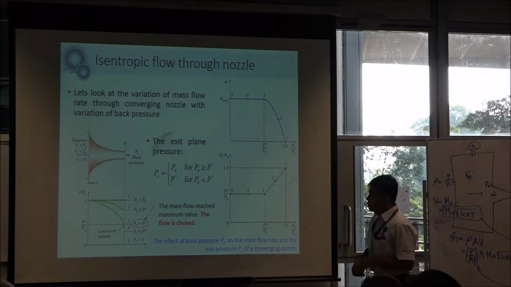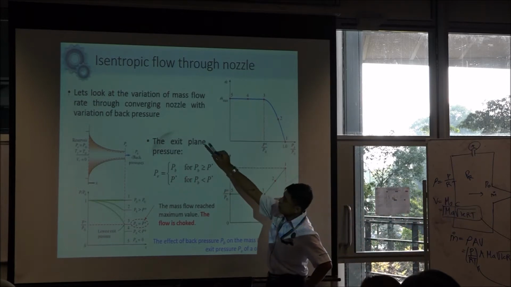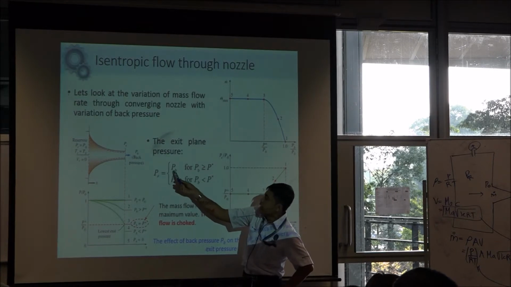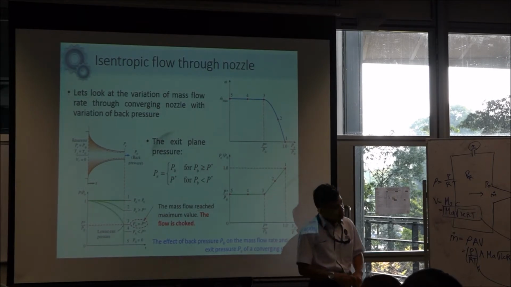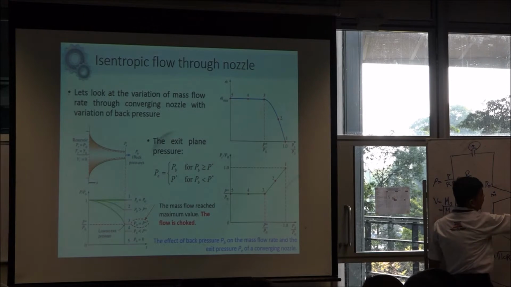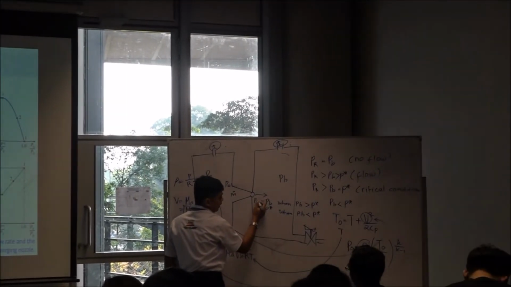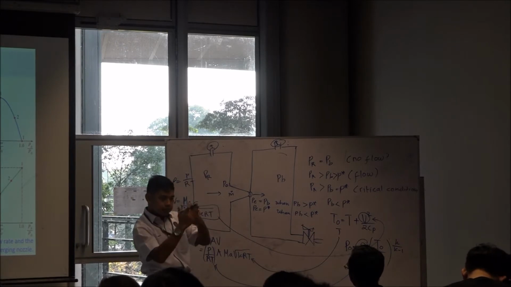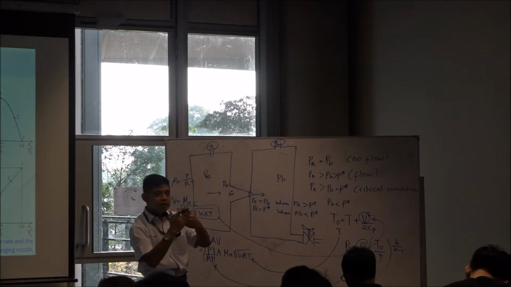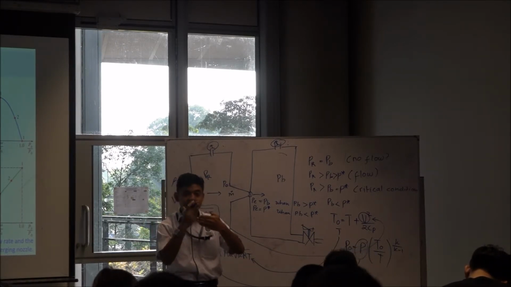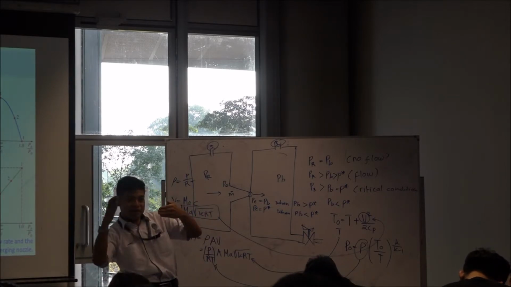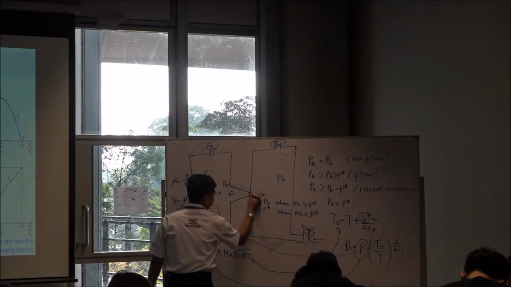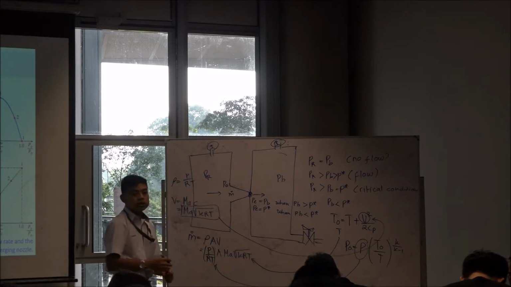So we look at this one, the exit plane pressure. What's the difference between exit plane and back pressure is this. The PB is in the reservoir, but the exit pressure is exactly at the exit plane. Remember, exit plane, not the back pressure, exactly at the exit surface of the nozzle.